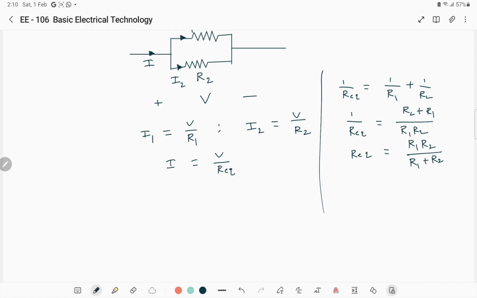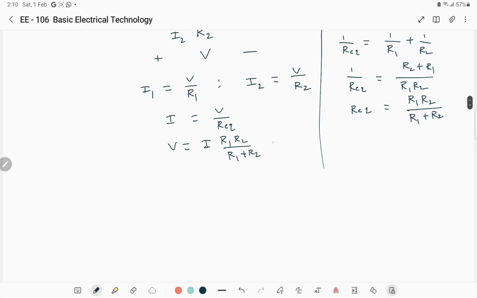So I is V by R equivalent. So V equal to I into R equivalent, which is I into R1 R2 by R1 plus R2. Substituting the value of V in I1, what we get? I into R1 R2 divided by R1 plus R2 into 1 by R1. R1 will get cancelled out. This becomes I into R2 by R1 plus R2.